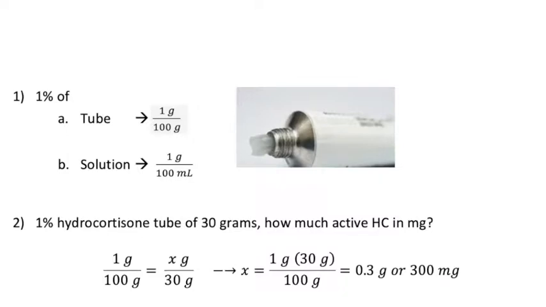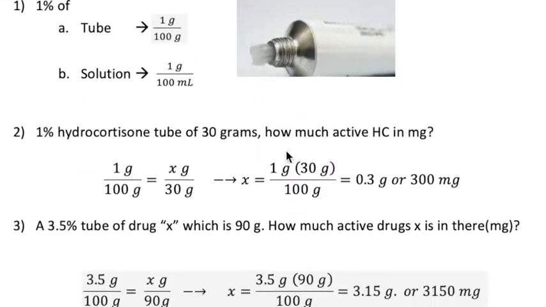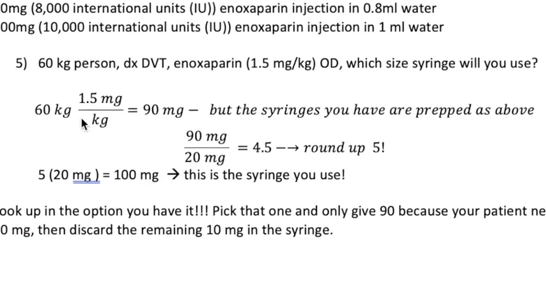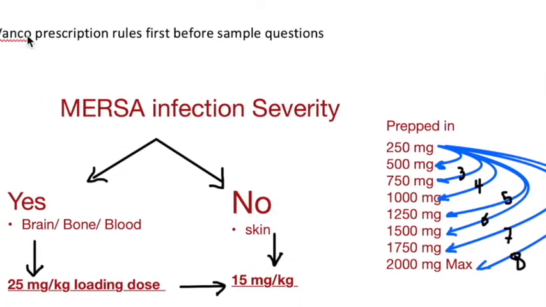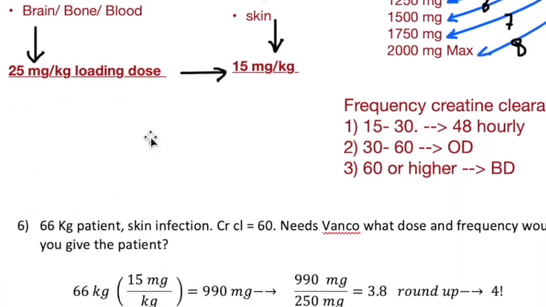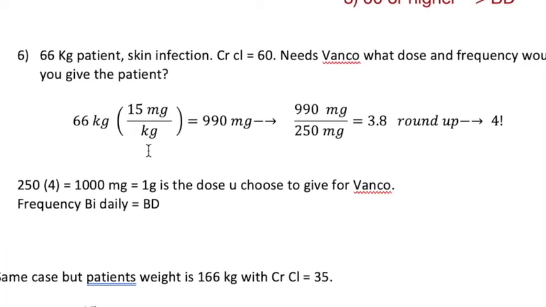So what we're going to learn about is, for example, if you have some sort of a cream or a solution or whatever, you want to learn how to calculate its percentage or its active ingredient. Then we're going to learn about some information regarding prescribing enoxaparin because those are super important. Then we're going to learn about vancomycin and how we are going to prescribe for different cases.